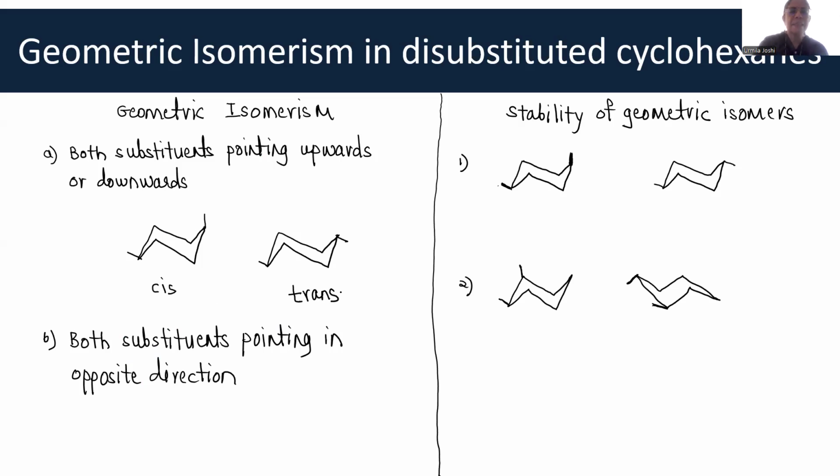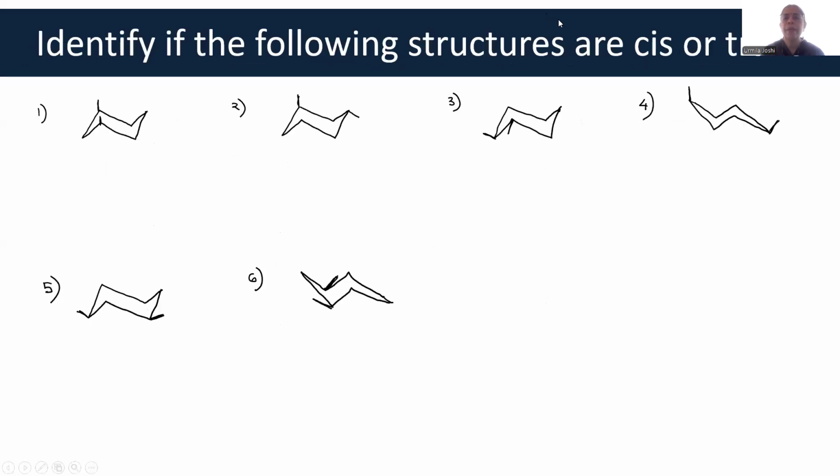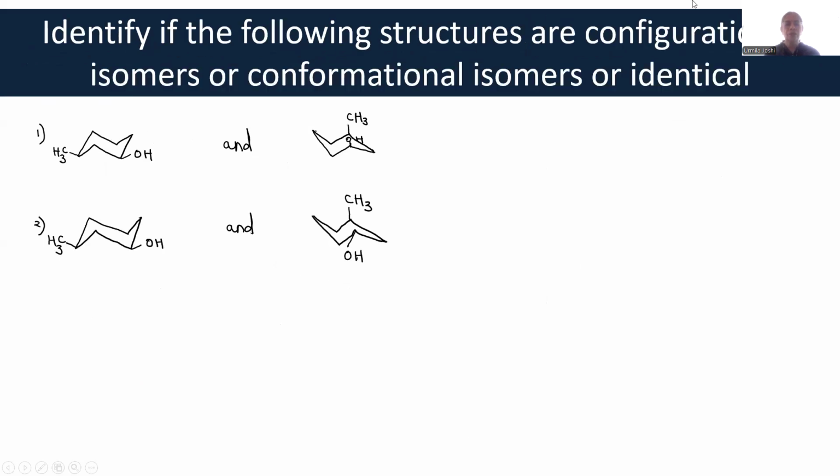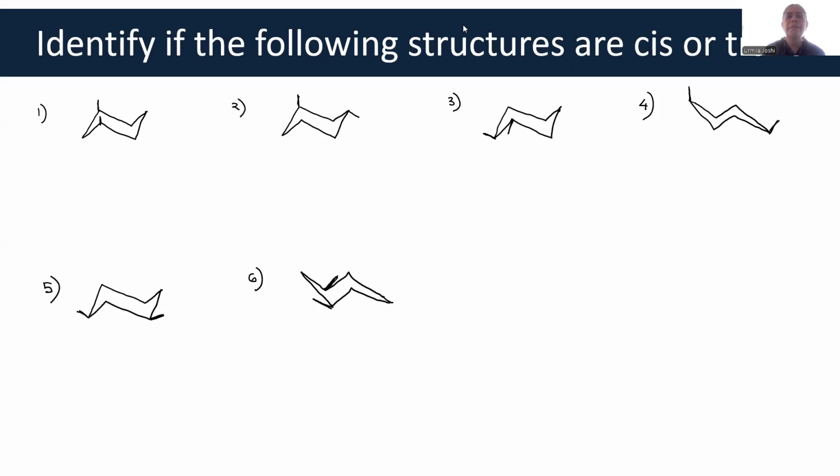With this, we are ending today's lecture, and the last lecture will be about stability of geometric isomers and optical activity of disubstituted cyclohexanes. Okay. And there are some examples over here. Identify whether the following structures are cis or trans. You can have a look at this video and then identify whether the structures are cis or trans.